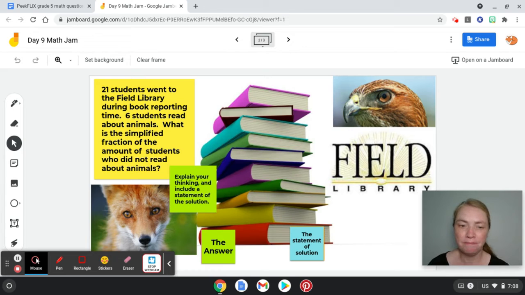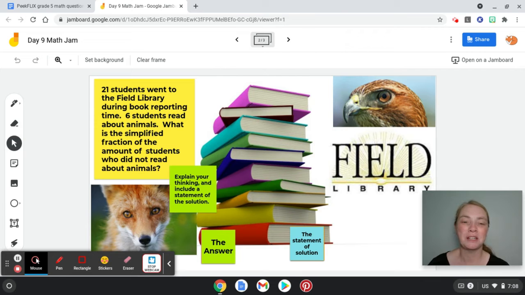This one is a little tricky. I'm going to take a few minutes, read it one more time, and then we'll solve it together on our side paper. Okay? We're also going to make sure that we give our answer and our statement of solution and be able to explain our thinking. This one is a little tricky, so let's read it one more time together.